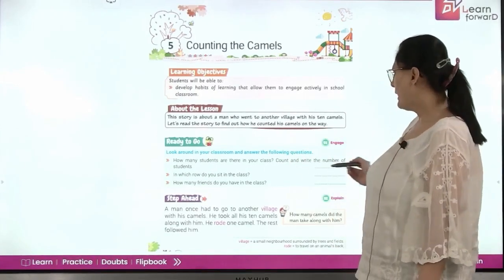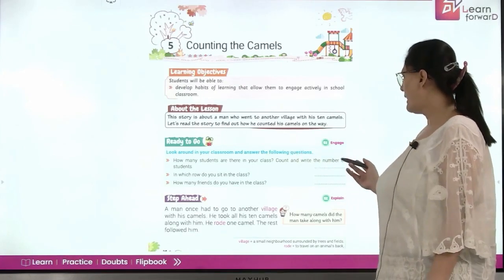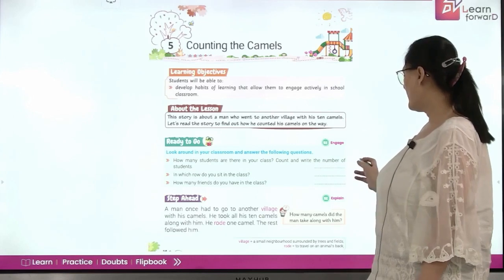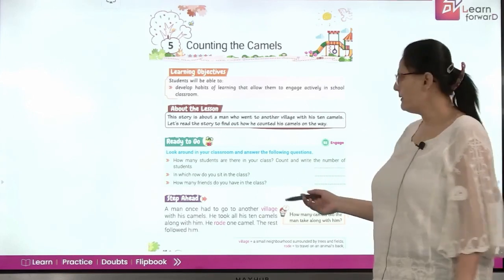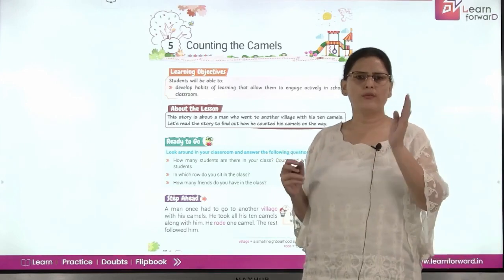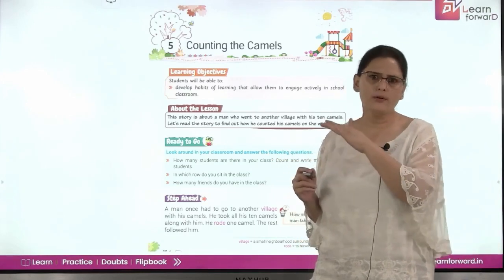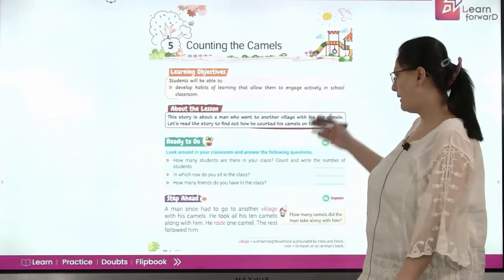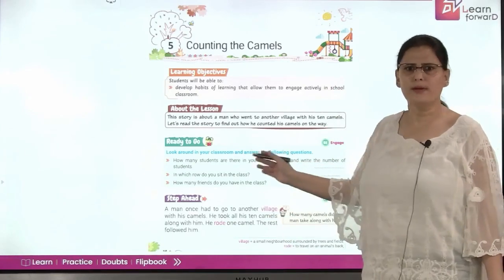Now we have a small activity. Look around in your classroom and answer the following questions. How many students are there in your class? Count and write the number of students. In which row do you sit in the class? You need to mention the row, the first row, second row or the third row, right? How many friends do you have in the class? So I expect all of you to fill it.